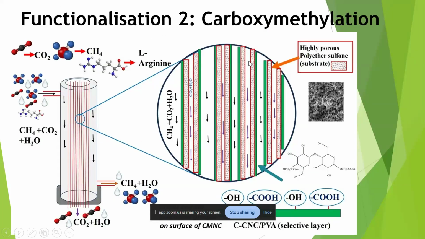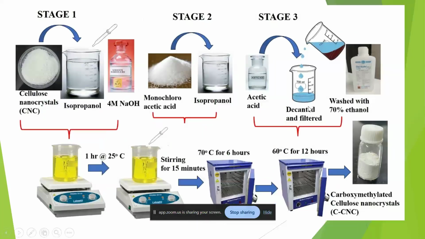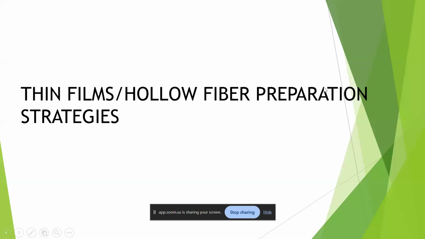Another one is carboxymethylation. Similar to phosphorylation, here we are replacing the OH groups with carboxymethyl groups, which is similar to the phosphoryl groups in imparting high hydrophilicity and higher CO2 affinity, in order to improve the CO2 permeability without reduction in the selectivity. These were the steps involved in making the carboxymethylated nanocrystals.